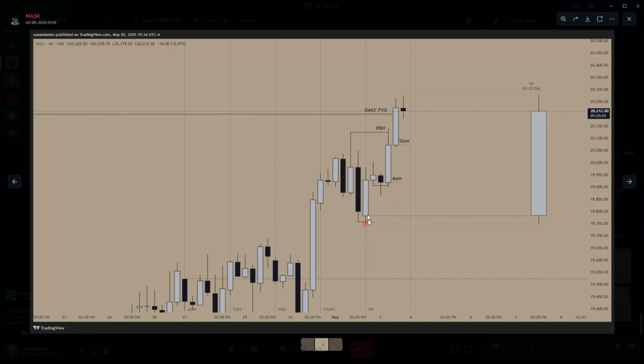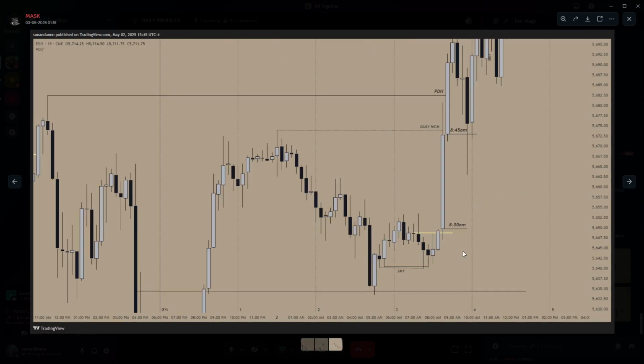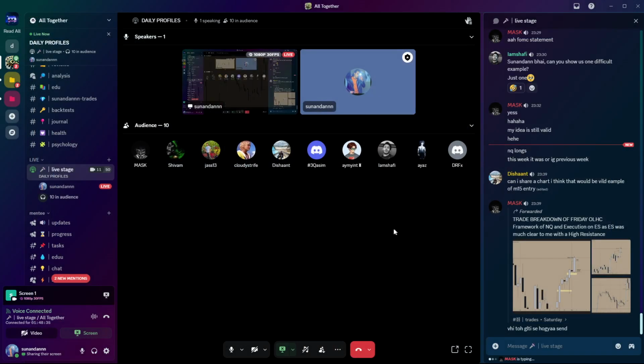Asia forms the low of the day, 6 p.m. candle. I would not trade early New York before 8 a.m. when Asia forms the low of the day. But, oh, you took it after 8:15, then nice. Nice.